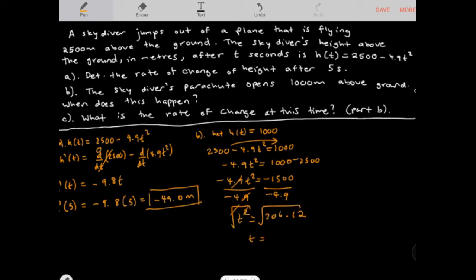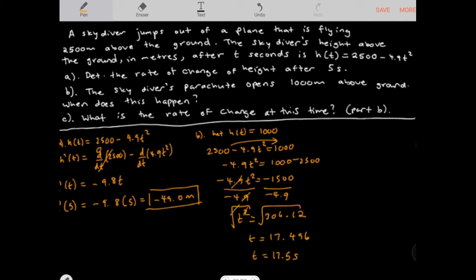and t is approximately 17.496. If I round this off, it's about 17.5 seconds. So in 17.5 seconds, the diver's parachute should open up.